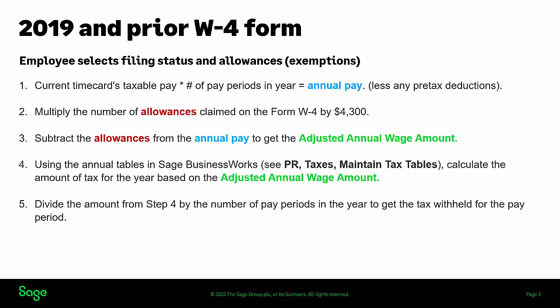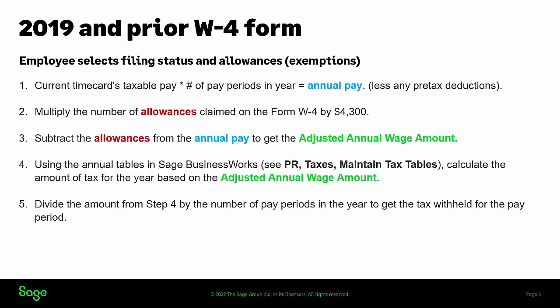In this video, we will be using Sample Company in Sage BusinessWorks version 2024. This is calculating for employees who are using the W-4 form 2019 and prior. The tax tables are for the tax year 2024. The federal withholding is calculated based on the employee's adjusted annual wage amount for that specific pay period.